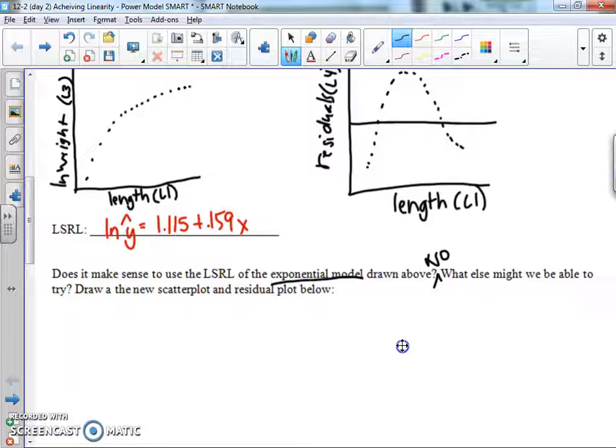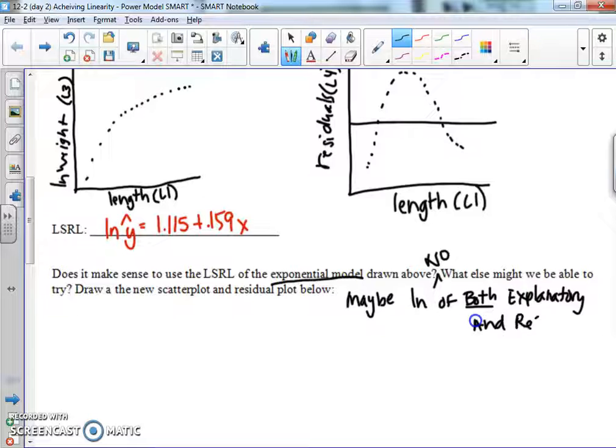So what else might we be able to do? Well, remember, we took the natural log of the response variables. Any ideas of something else we could do with the natural log? Maybe, just maybe, we should take the natural log of both the explanatory and the response. That's a thought, that's an idea.